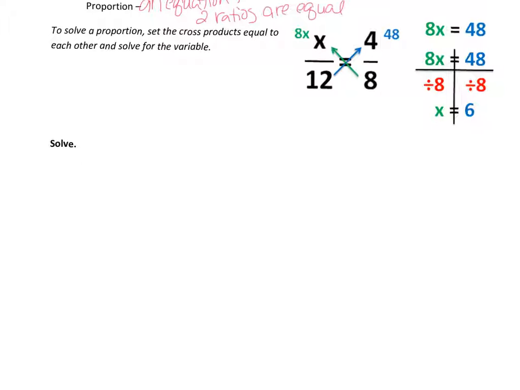So in this proportion, I have x over 12 equals 4 over 8. So if I set my cross products equal to each other, I can take 8 times x, which gives me 8x. I take 12 times 4, which is 48. When I set those equal to each other, I get 8x equals 48, which I can then go ahead and solve for x, and I get x equals 6.